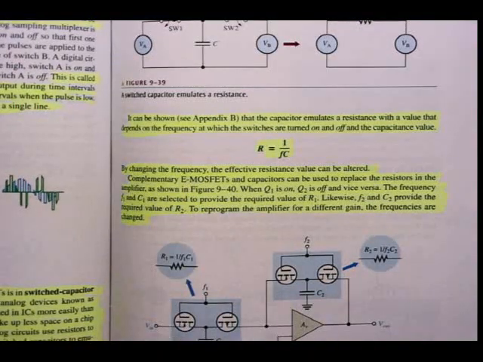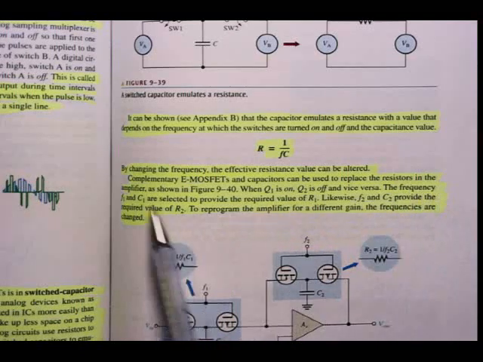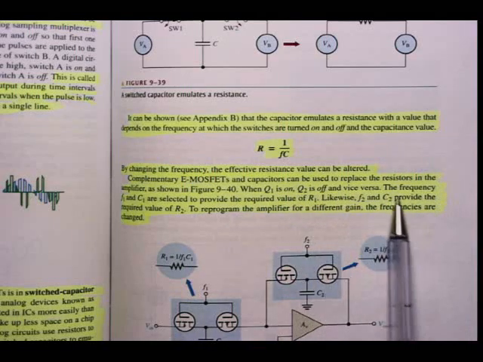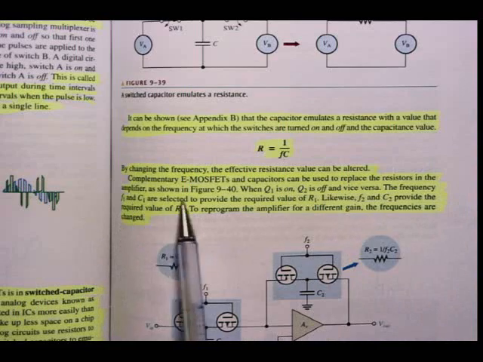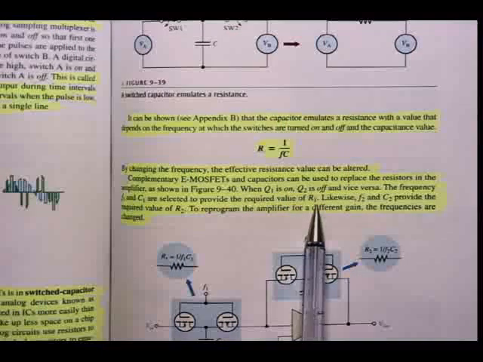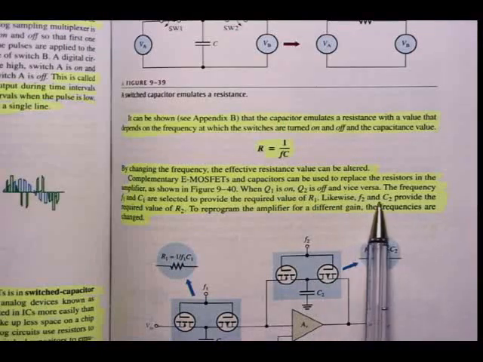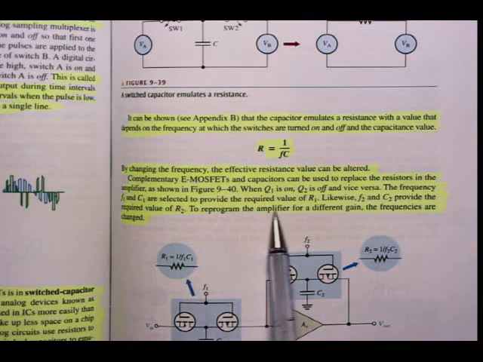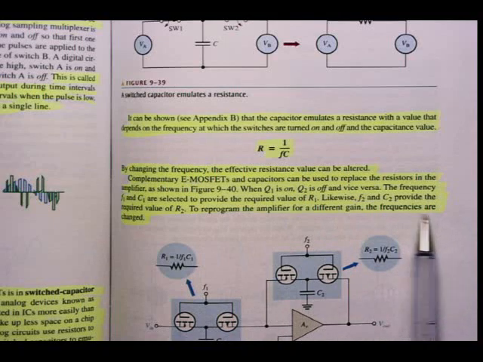Complementary E-MOSFETs and capacitors can be used to replace the resistors in the amplifier, as shown in figure 9.40. When Q1 is on, Q2 is off, and vice versa. The frequency f1 and C1 are selected to provide the required value of R1. Likewise, f2 and C2 provide the required value of R2. To reprogram the amplifier for a different gain, the frequencies are changed. All right, so there is the application.